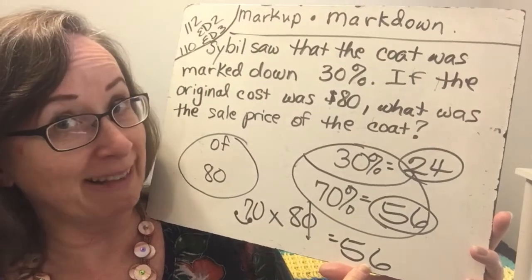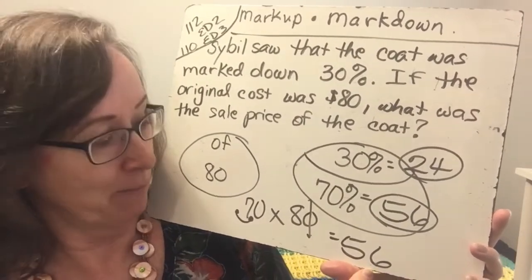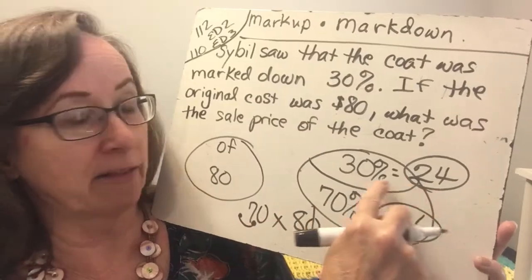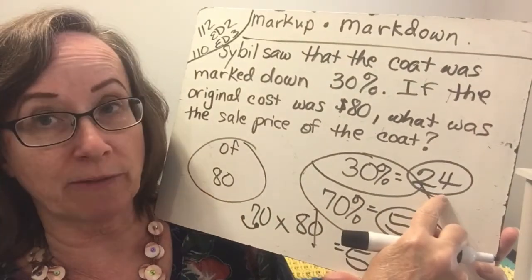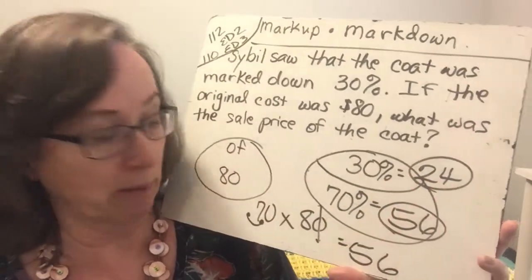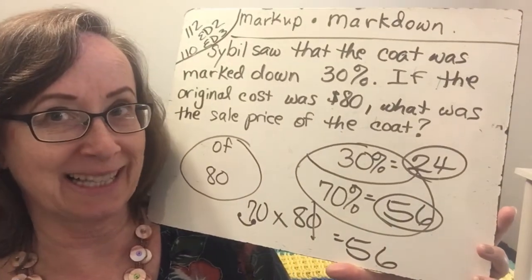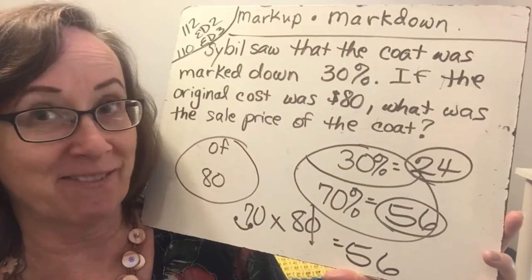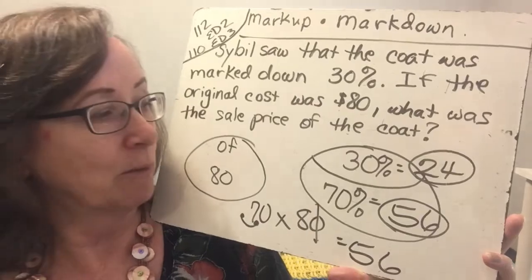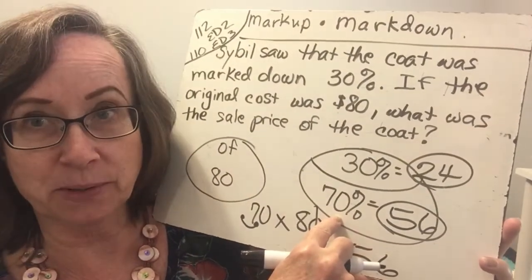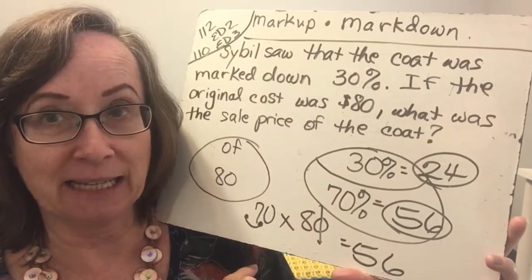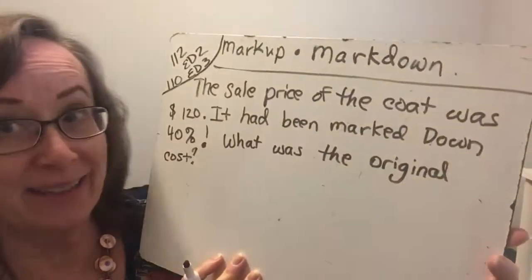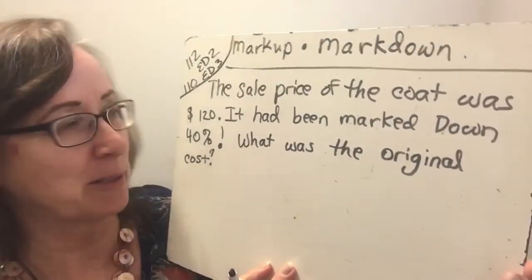So I could go straight there if I was thinking, or I could have said the 30% of the 80 is 24, and 80 take away the 24 gives me the 56. So I could have done it either way, but the fastest way to do it would be to say 70% of the 80. Okay, so this is our last example, and then we'll do some practices.